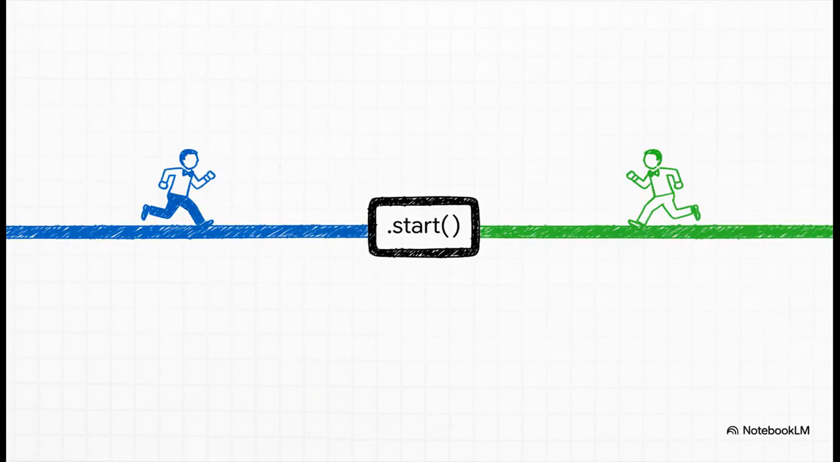Now, this is absolutely crucial. That command, .start, that is the magic word. When you call .start, you're not just running your code like normal. No, you're telling Java, hey, go create a whole new parallel universe of execution and run my code over there.